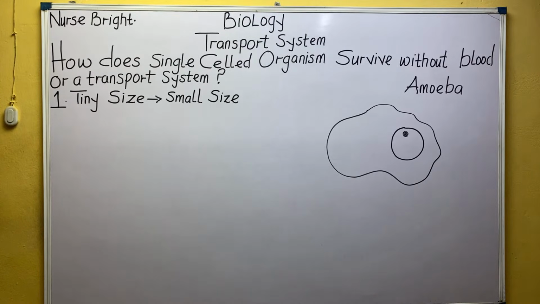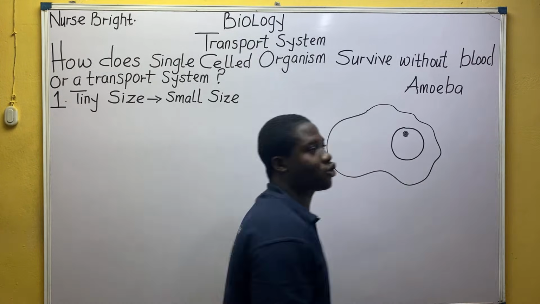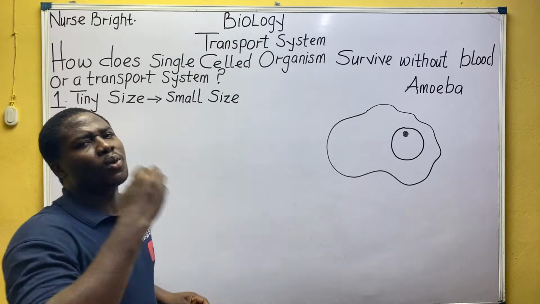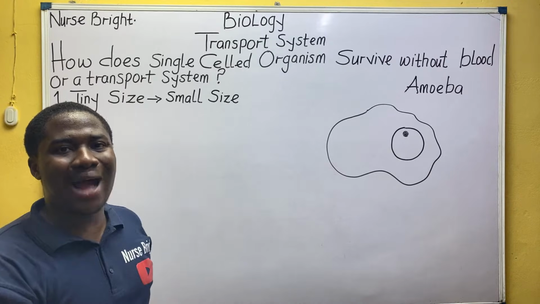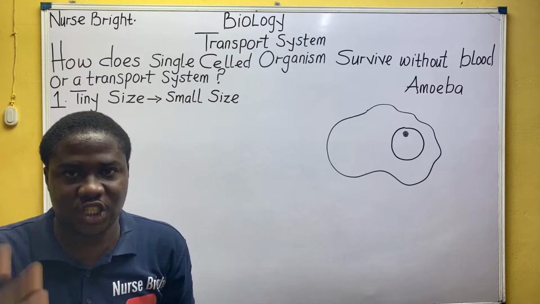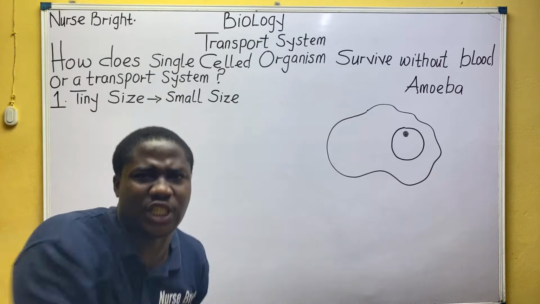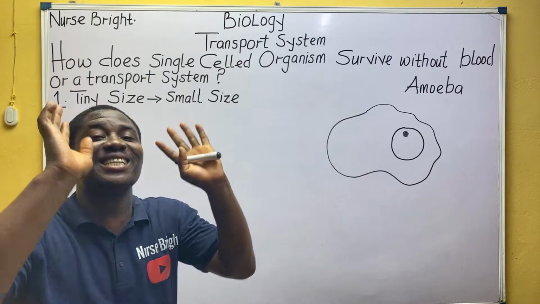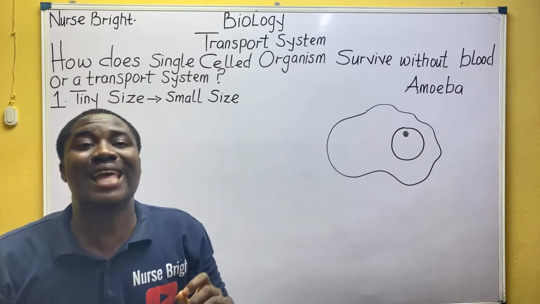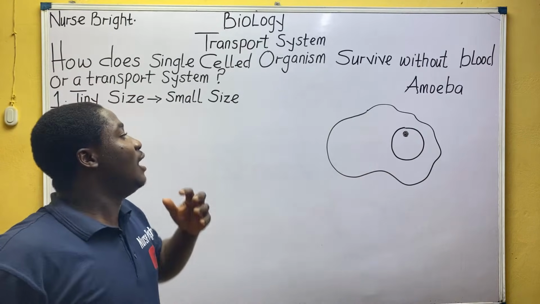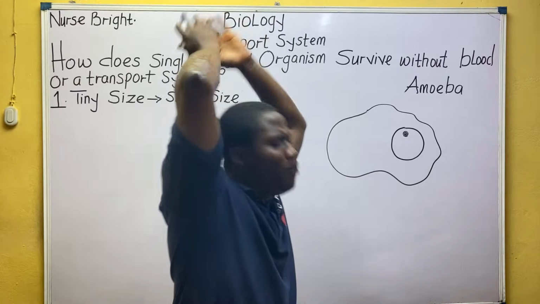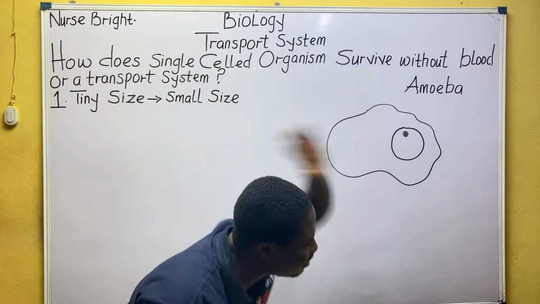We've talked about nutrients, we've talked about oxygen, right? So remember, amoeba is aquatic. Amoeba stays in water, and in water there is dissolved oxygen. There's oxygen in water, guys, like water in a river. So due to the fact that amoeba is tiny, its body is just embedded in water.